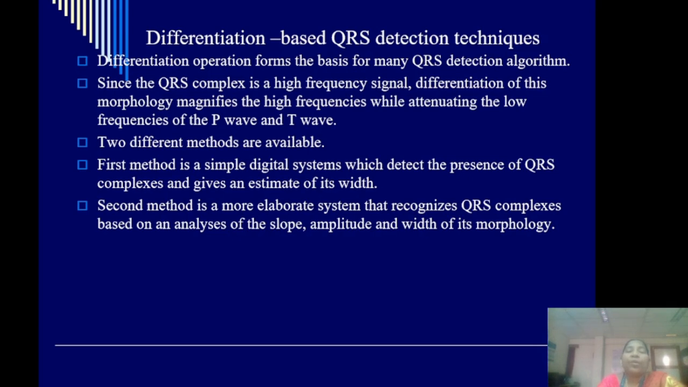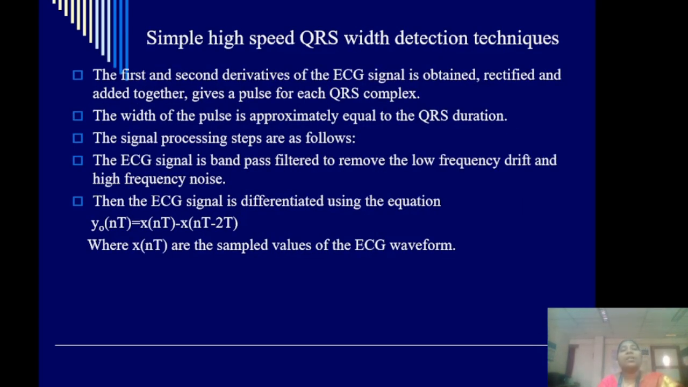We have two different methods in this differentiation based QRS detection technique. The first method is a very simple process: we can detect the presence of the QRS complex and estimate its width. The second method is an elaborate system, so that we can recognize the QRS complex based on analysis of the slope, amplitude and width of its morphology. First, let us study a simple high-speed QRS detection technique.